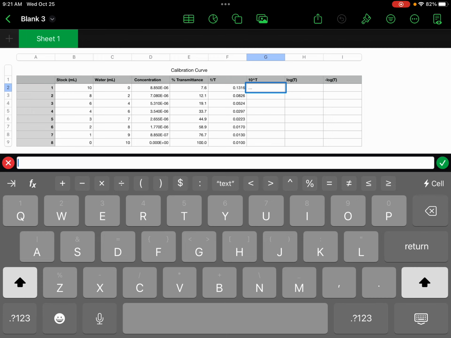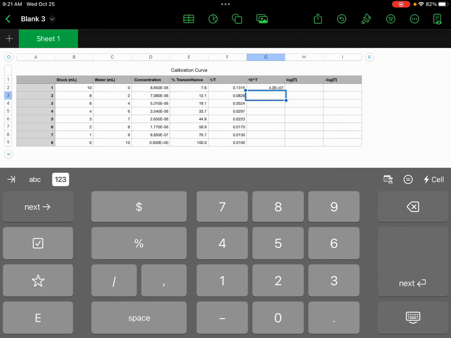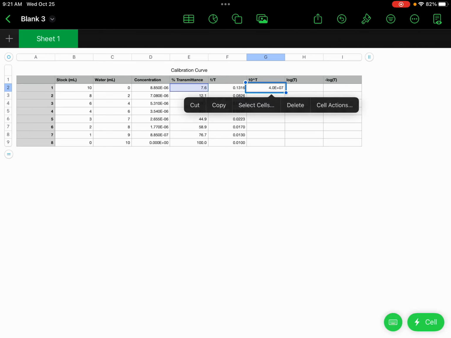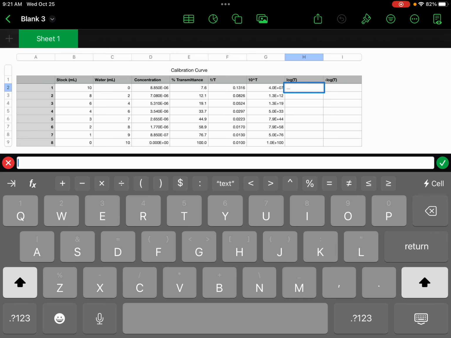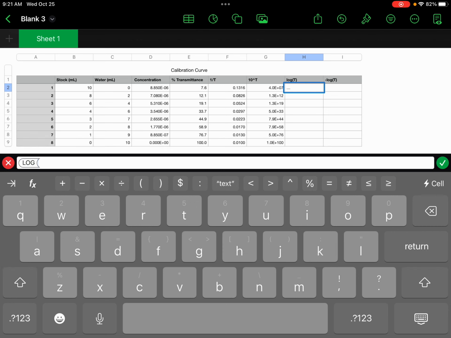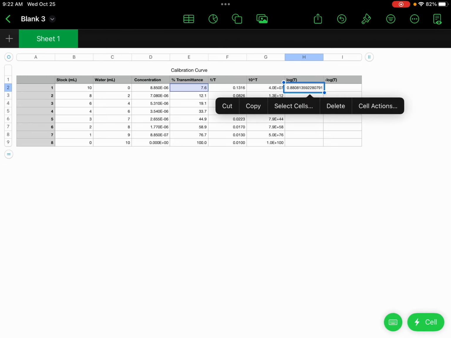Start with equals, and then we want 10 raised to the, and we want to click on the transmittance value again, hit enter, and I'm going to autofill those as well. Then I want the log, so hit equals, log, and I need to hit left parenthesis for this one, transmittance, whoops, I misclicked. Fix that, and then right parenthesis, enter. Same deal with this one, autofill.